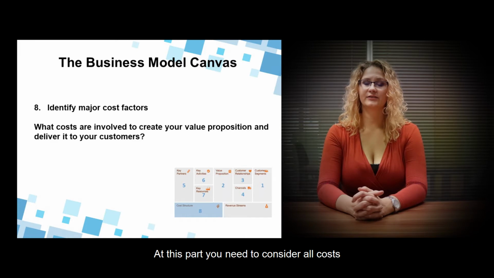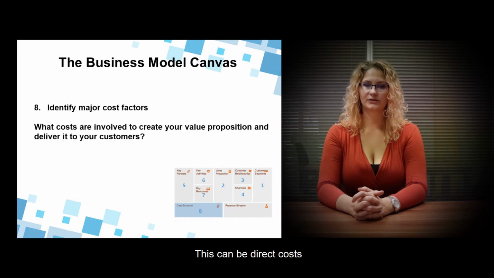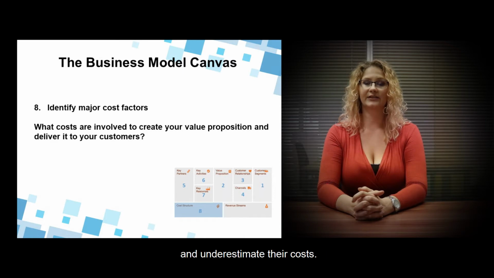At this part, you need to consider all costs that are incurring to create the value you want to provide to your customers. This can be direct costs such as production, consulting, sales, or indirect costs such as administration, rent, or marketing. This is where most startups are too optimistic and underestimate their cost. Consider to discuss this part with colleagues, not to forget any major cost factors.